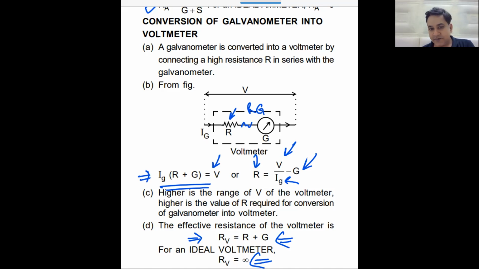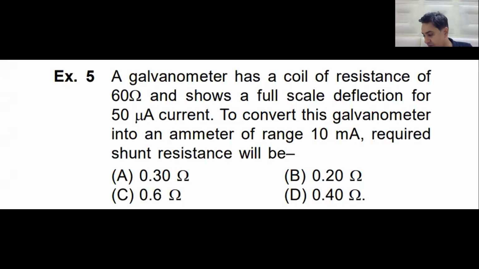Note this down. I'll give you a question based on this. Then you can just solve this problem and see if you understand this. A galvanometer has a coil of resistance 60 ohms. That is the resistance of the galvanometer. It shows the full scale deflection, that is Ig. To convert this galvanometer into an ammeter of range 10 milliamps, what is the shunt resistance required? So just put the formula, get the answer, and stay happy. You can do this. Yes, sir.